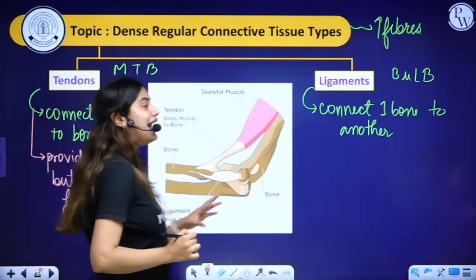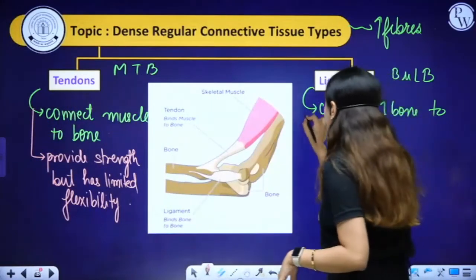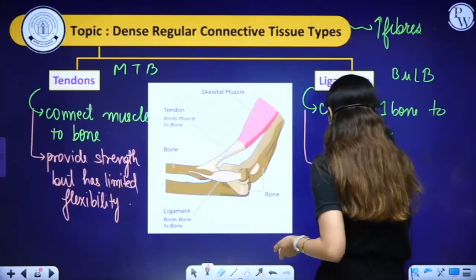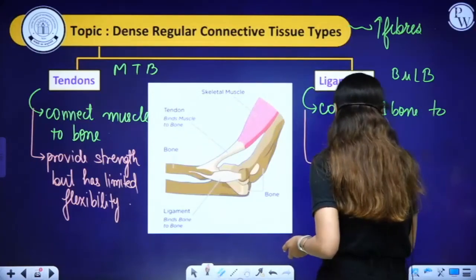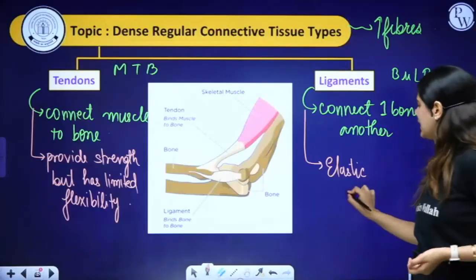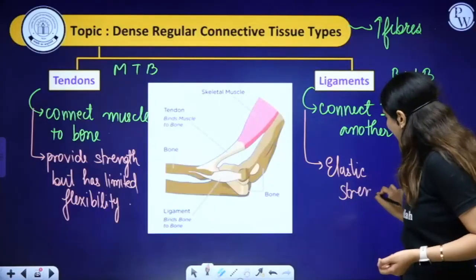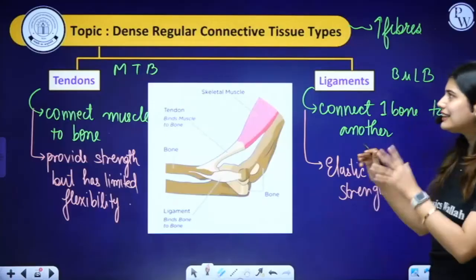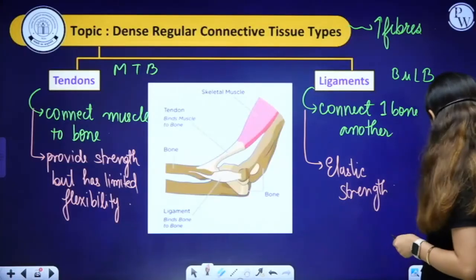On the other hand, ligament obviously is going to be strength as well as elasticity. It will be elastic in nature. It will be providing strength also, but not major as the tendon is providing. That was about the dense regular connective tissue.